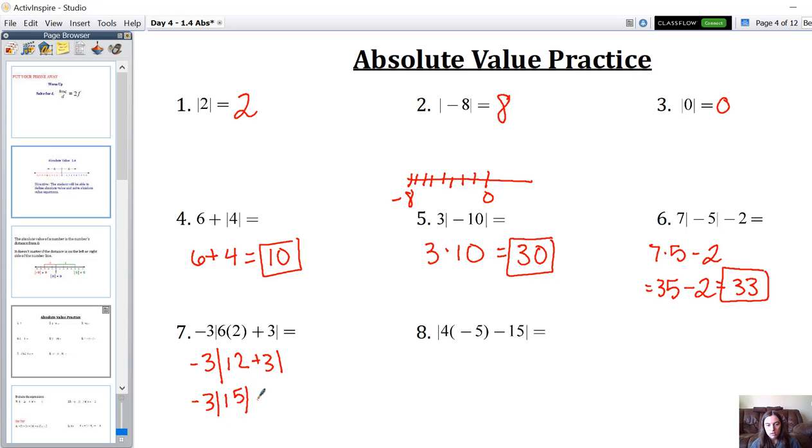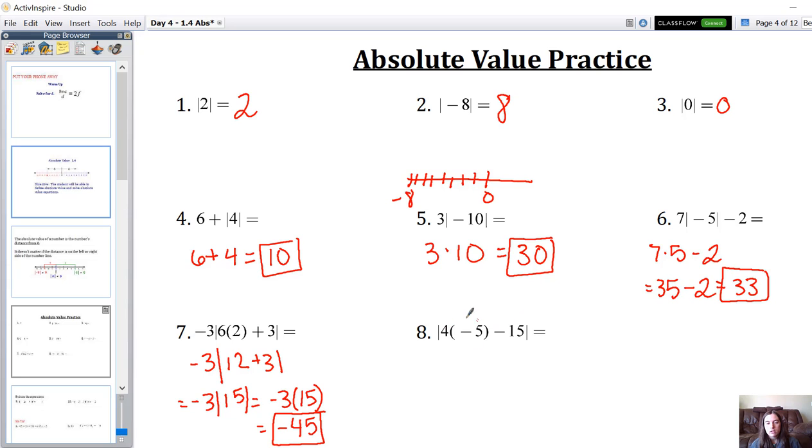Then the absolute value of 15, let's put those equal signs. The absolute value of 15 is just 15. So now we have negative 3 times 15, which is negative 45. So here our answer came out negative because the number that was in front of the absolute value bars was negative. So when we have this negative number times the absolute value, we're going to end up with a negative number. All right, last one.